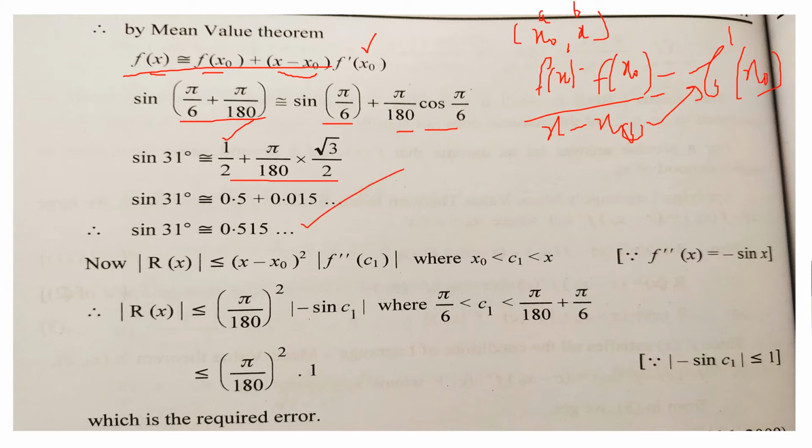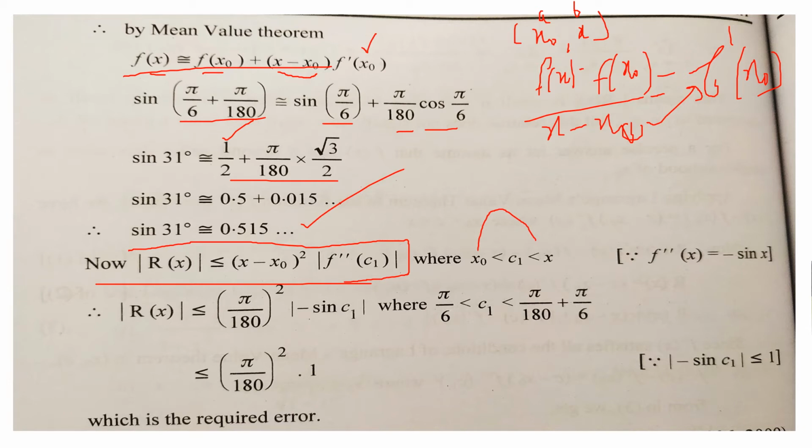You can also estimate the error in this approximation using this result. Whenever you approximate a value, you can also estimate the error. The error term is given by this formula, which you must learn: |R(x)| ≤ (x − x0)² |f''(c1)|, where c1 lies in that interval.